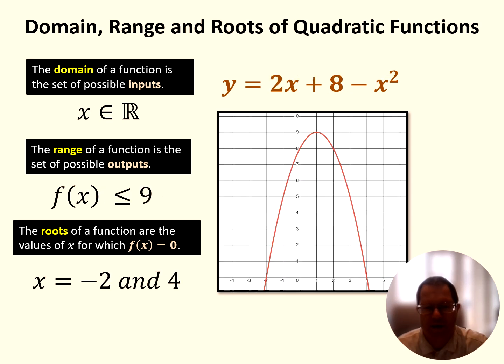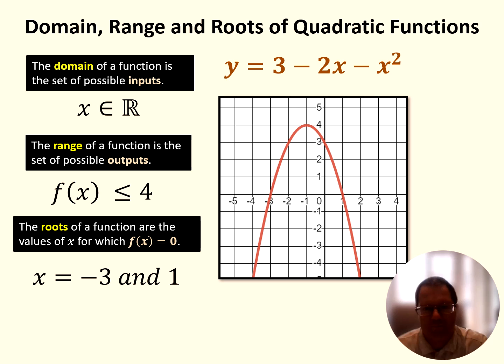This graph has a maximum point at y equals 9, so f of x is less than or equal to 9, and it crosses the x-axis at -2 and 4. Similarly, this graph has a maximum point when y equals 4, so f of x is less than or equal to 4, and it crosses the x-axis when x is -3 or 1.